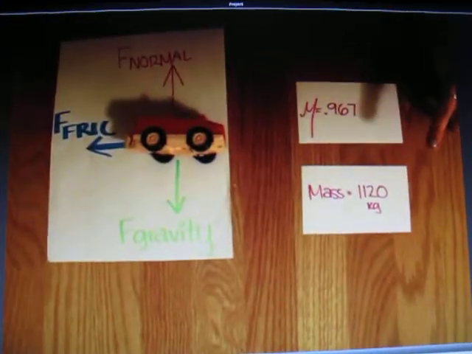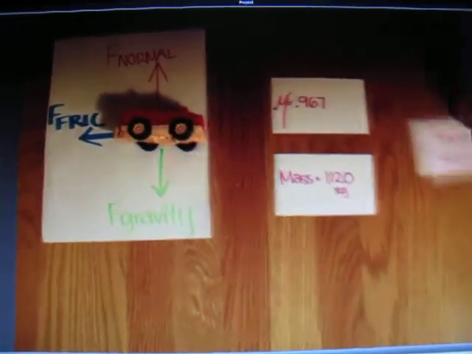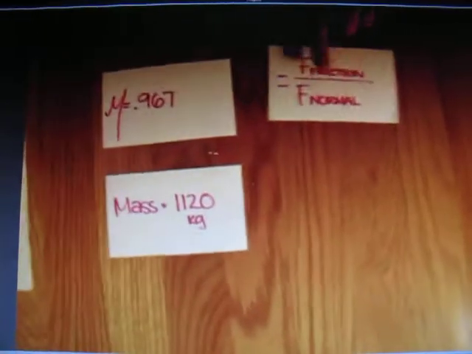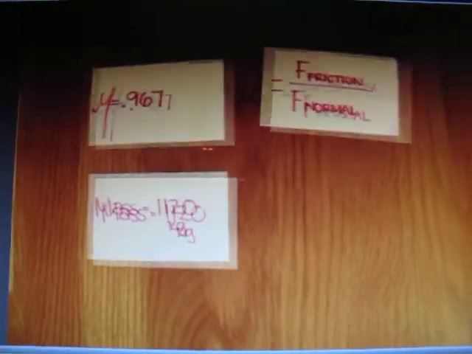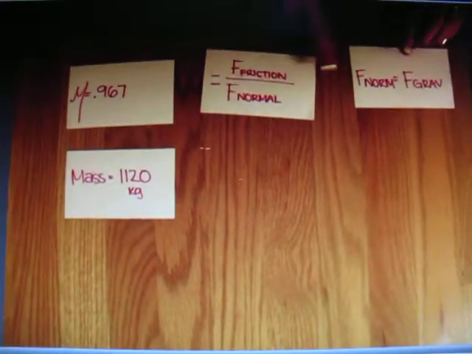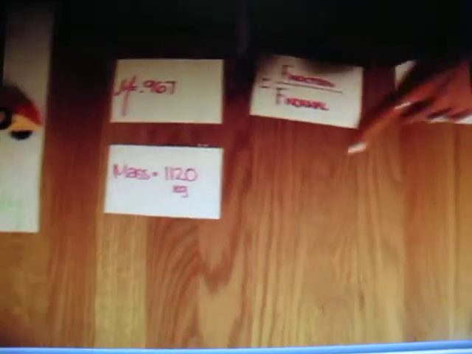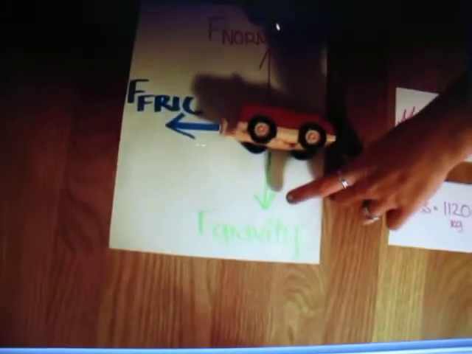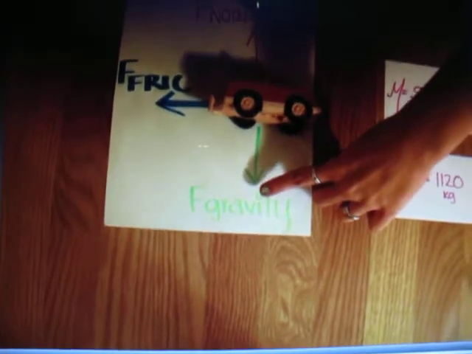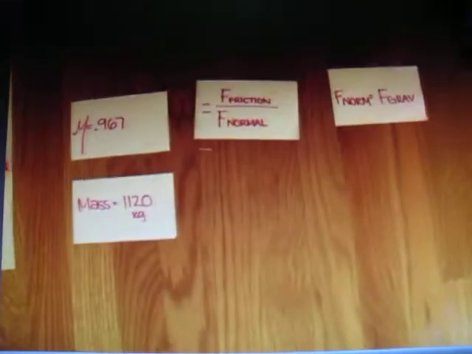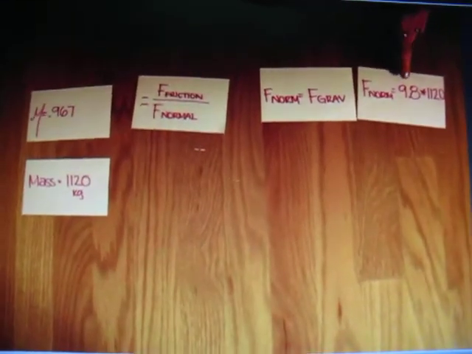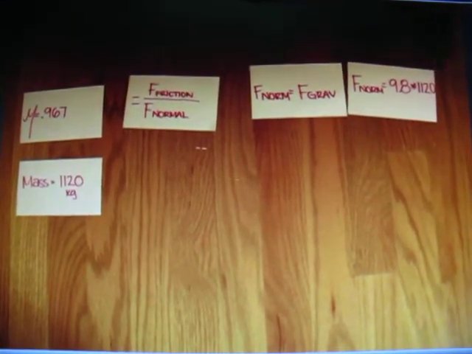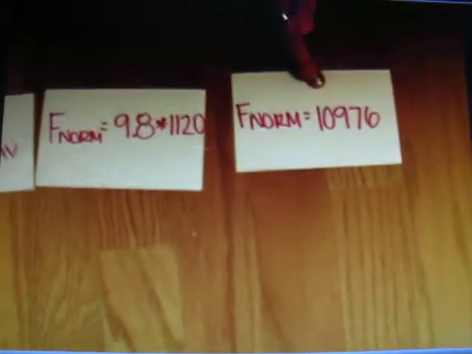This may not seem like much, but we know that mu equals the force of friction over the normal force. And we know how to find the normal force because the normal force is equal to the force of gravity, as we can see in the free body diagram here. So in order to find the normal force, we know that the force of gravity is 9.8 times the mass. This is equal to this value.